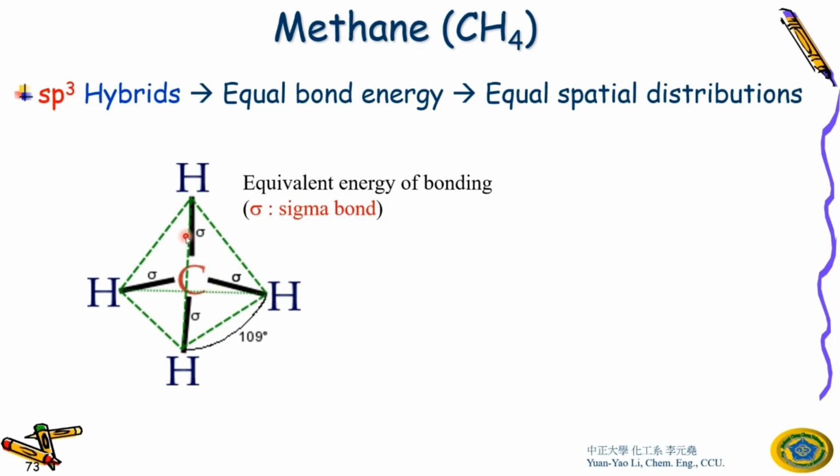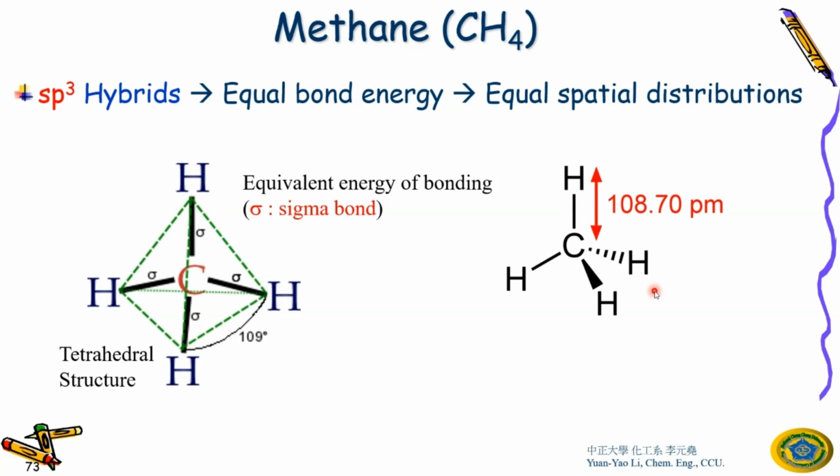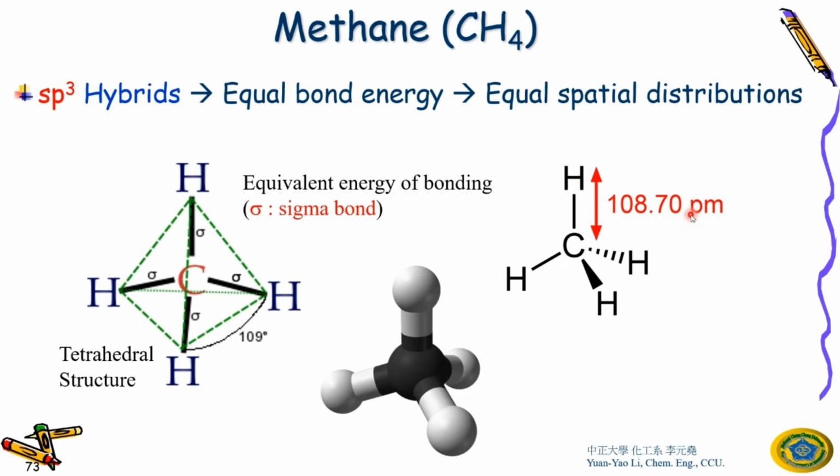Carbon shares 1 electron with hydrogen, and hydrogen shares 1 electron with carbon. And this carbon becomes a stable octet, right? Hydrogen becomes like helium, a stable configuration. And the shape of this is a tetrahedral structure. Okay, the bond length is about 108 picometers. Well, you don't need to remember this number. It is not important. Okay.